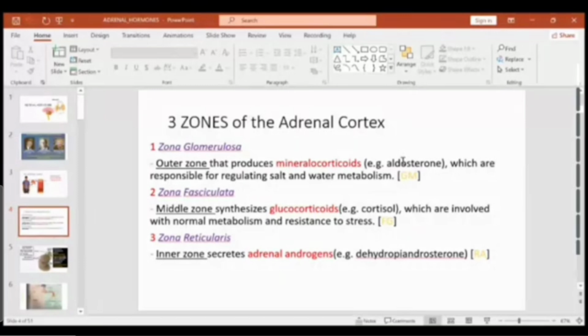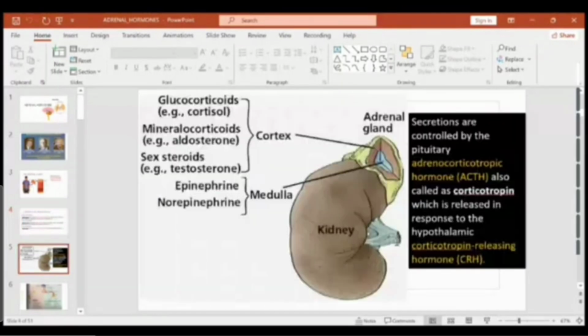So the outer zone, which we call the glomerulosa, produces the mineralocorticoids, and the predominant one is aldosterone. The middle or second zone that we call the fasciculata secretes the glucocorticoids, and the predominant one is cortisol. And then finally, the inner zone of the cortex we call the reticularis. It's called reticularis because of how it appears in a histological examination, and that region usually synthesizes androgens. And the reason for the specificity of the hormone being produced is the enzyme that is needed to synthesize the hormone concentrated in that region.